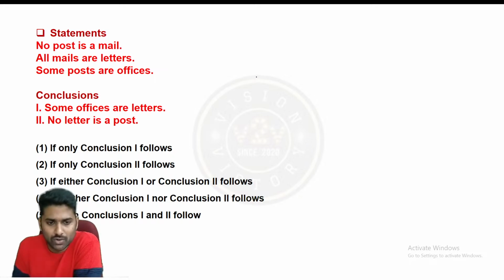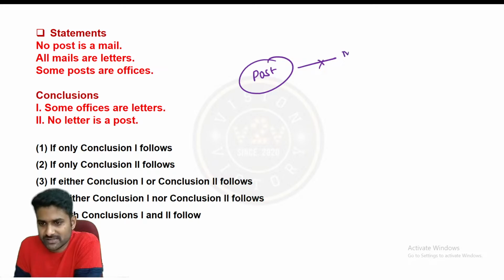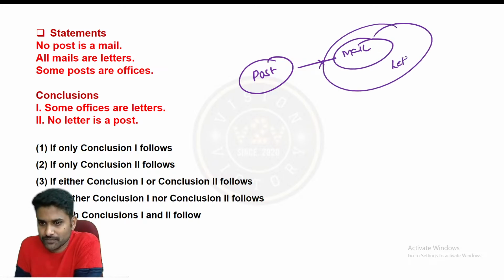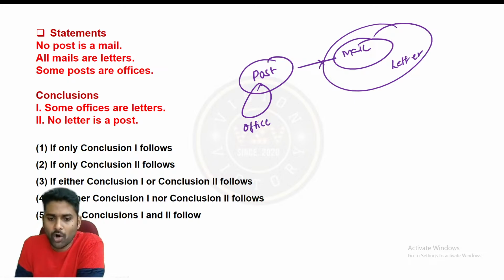Next. Go through the syllogism. No post is mail. All mail are letter. Some posts are office. Conclusion: some office are letter, guys. You can't see a direct relation in the picture. If you have a direct relation, then all and some are always valid.